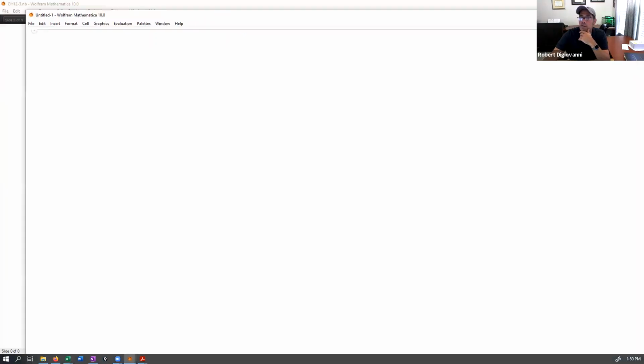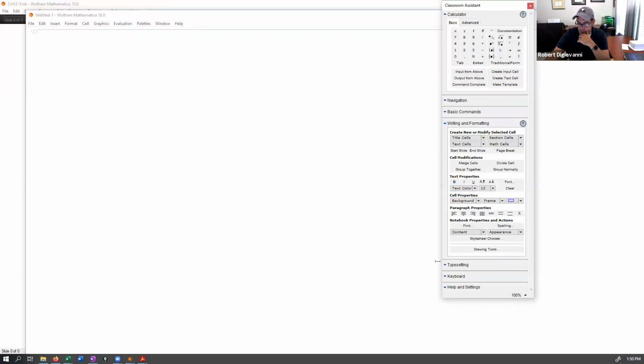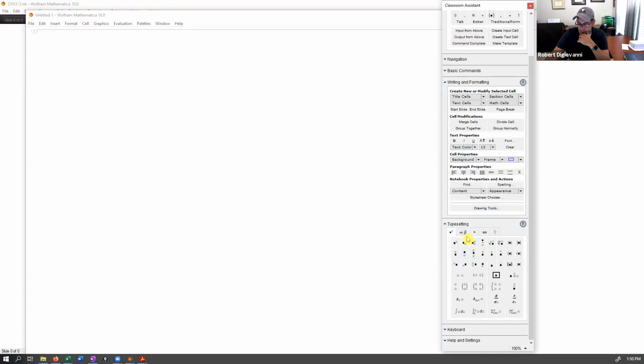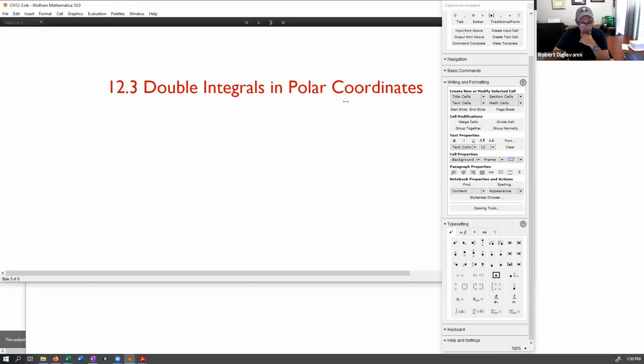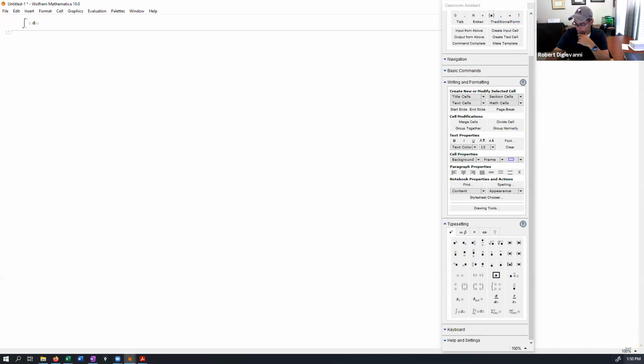So here's how the Mathematica program works. I want to do some integrals. I'll make this big so y'all can see this. Okay, so I can do an integral, and then inside that I'll do another integral. So double integral.